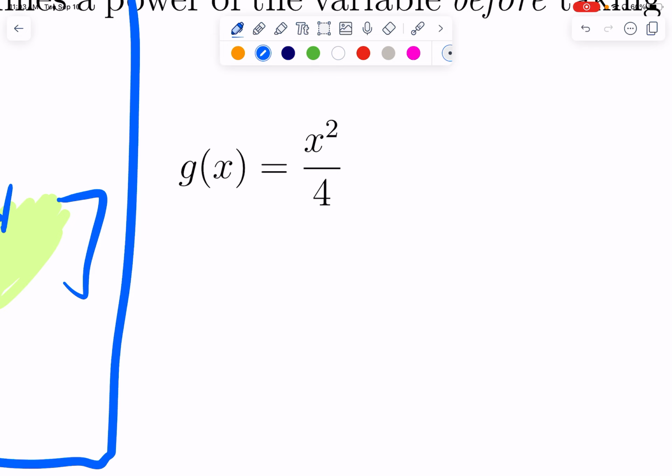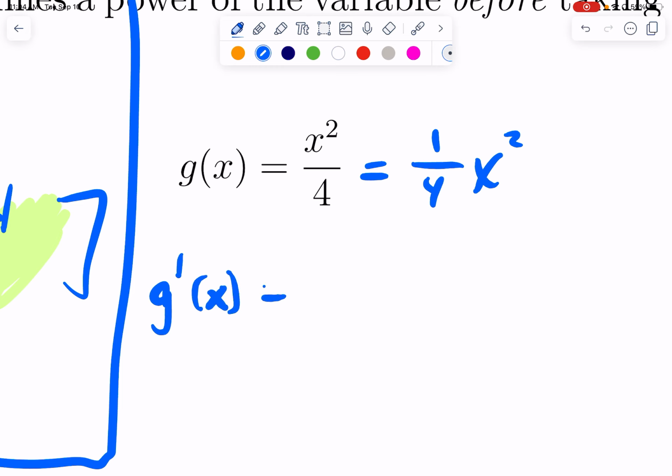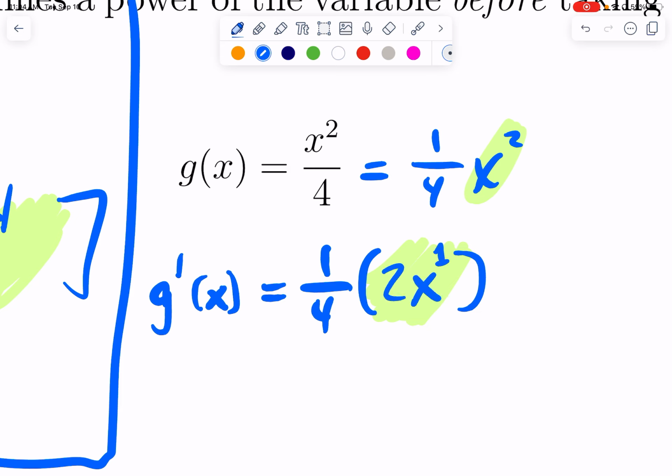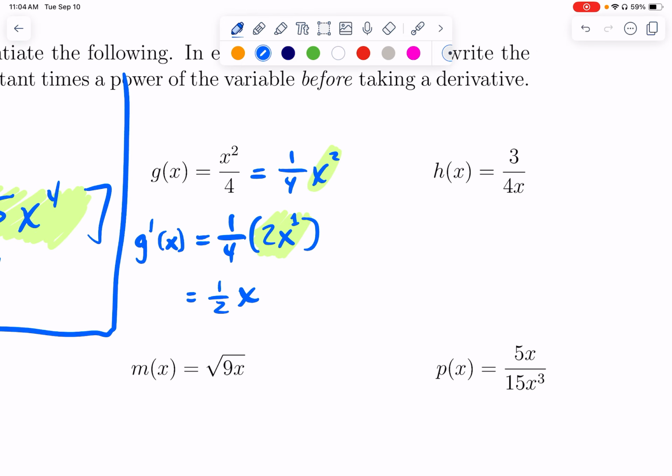Look at this example. This is written as x squared divided by 4. But can you think of how we could write this using multiplication instead? My hope is you realize it's the same as 1/4 times x squared. So the rule is still in play. I have a 1/4 here, and then I would multiply that by whatever the derivative of x squared is. The derivative of x squared is 2 times x to the first, which we don't really need to write. So when we simplify this, 1/4 times 2 is 1/2, and x to the first is just x.